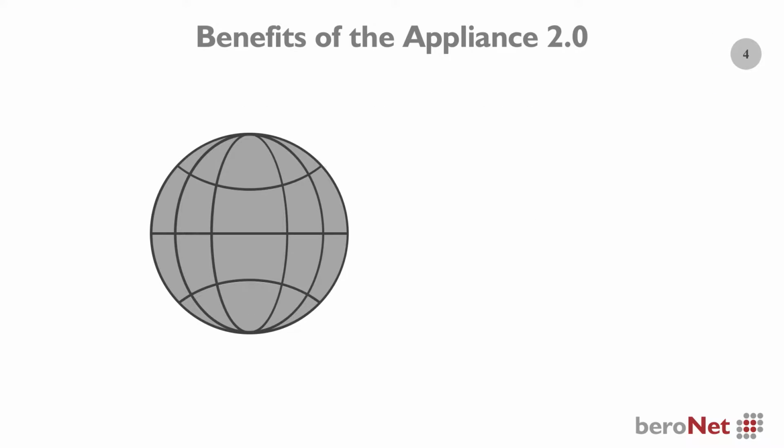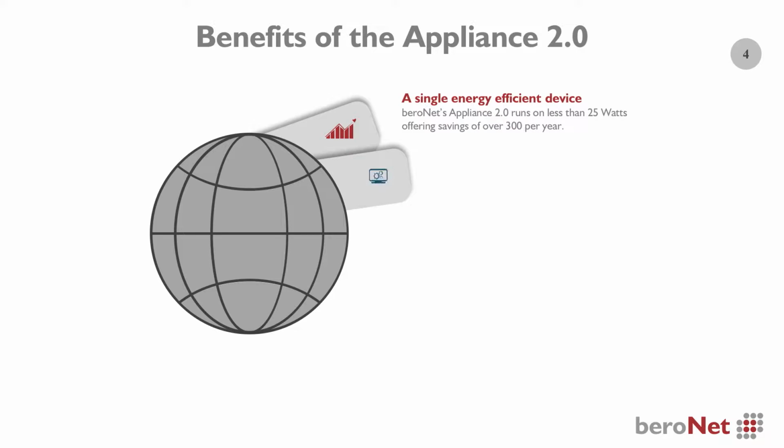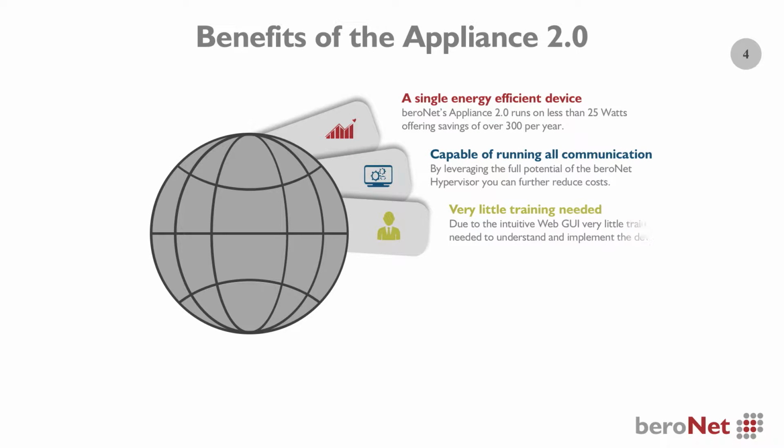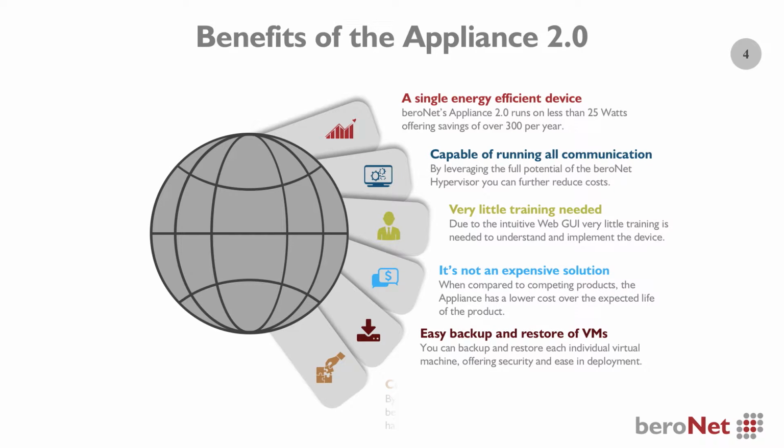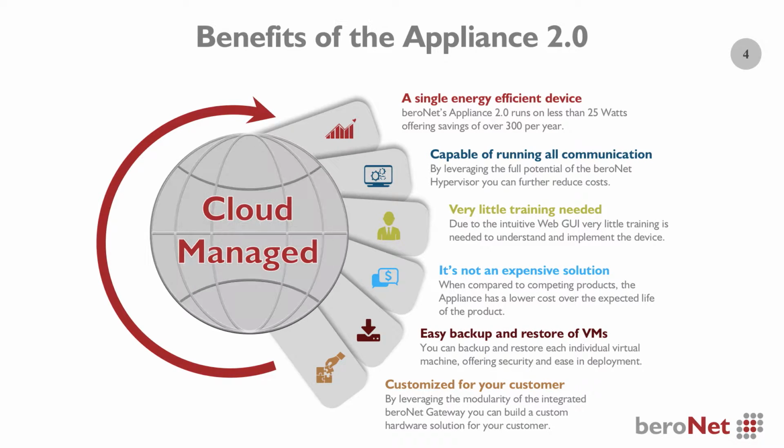The beroNet Telephony Appliance 2.0 was designed to function as a central communication hub. This means it has the ability to run the majority of your communication systems through the use of virtualization. On the device, you can install an IP-PBX, a software-based modem or firewall, a CRM and ticket management system, or any other software-based technology. Essentially, the appliance can run all the communication at your customer's location.